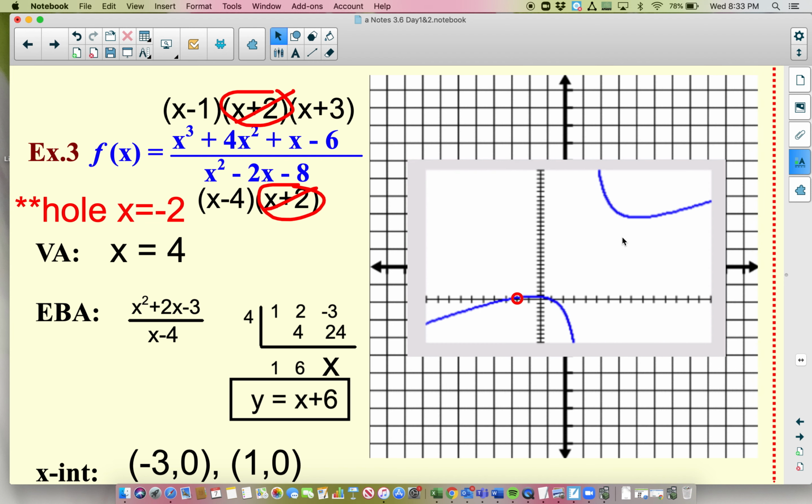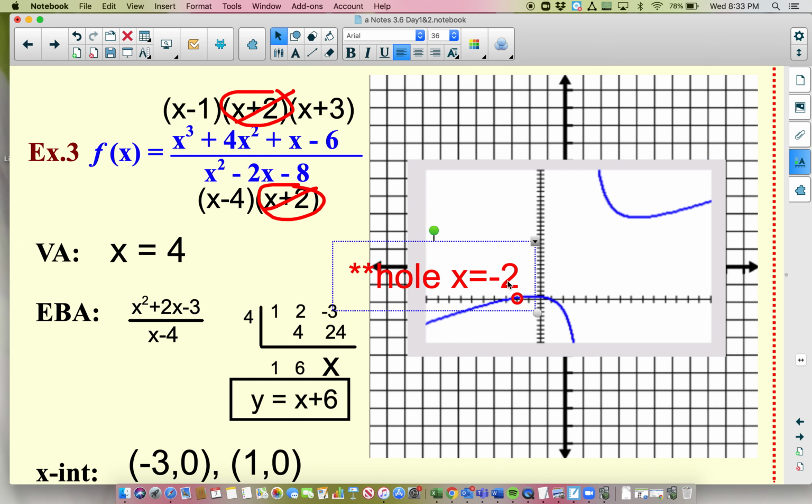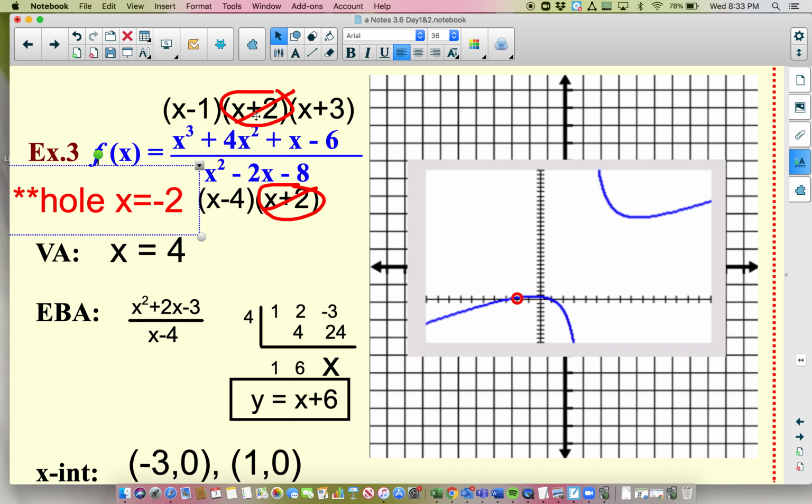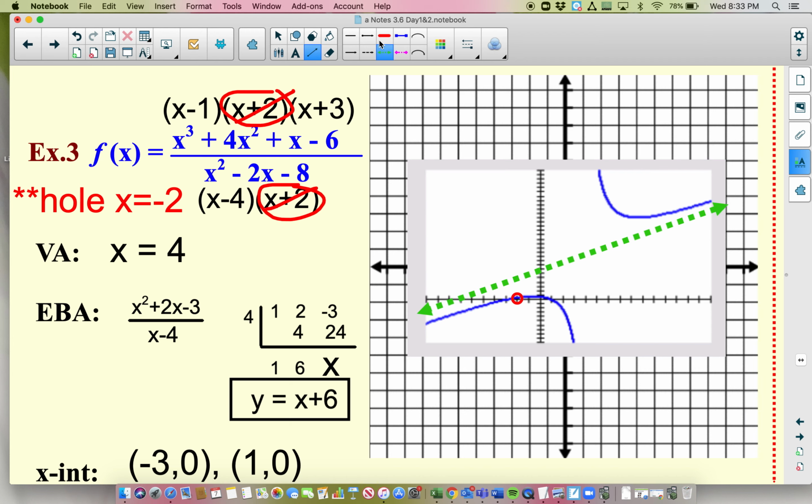So if I unveil the graph, this is what you would see on your graphing calculator. I put the hole in at -2. That's really, really important that you show that on your graph. That shows you that you recognize there's a hole. And you can probably, hopefully, see the slanted asymptote as well. And that's at y equals x plus 6. I can just kind of put that in there.